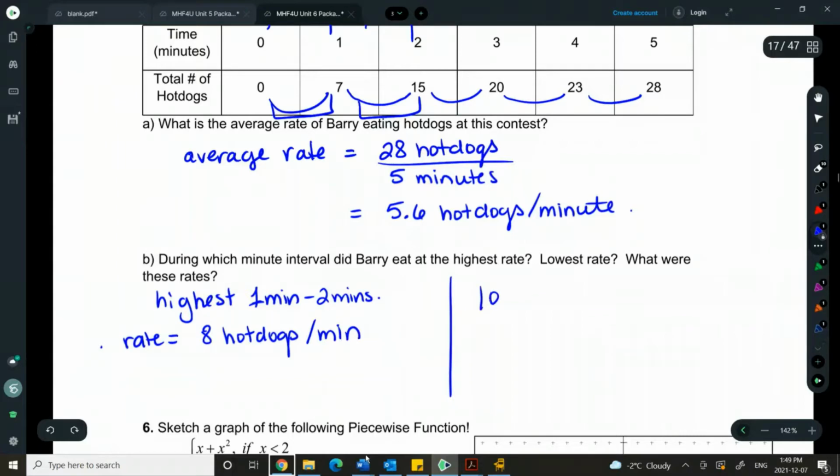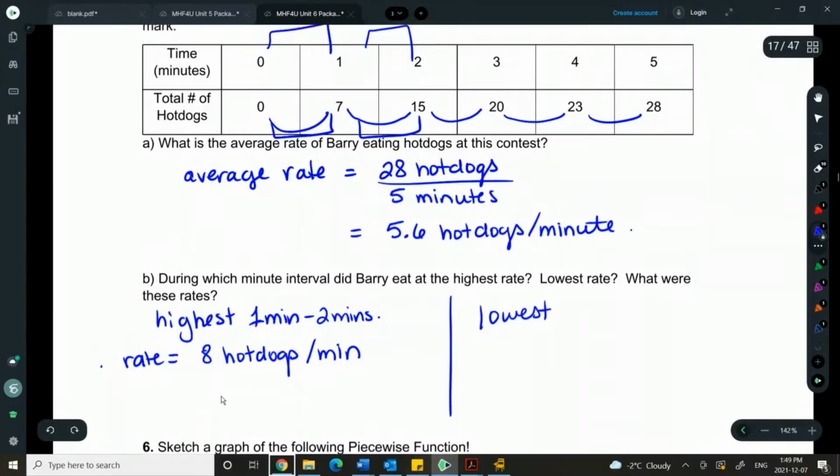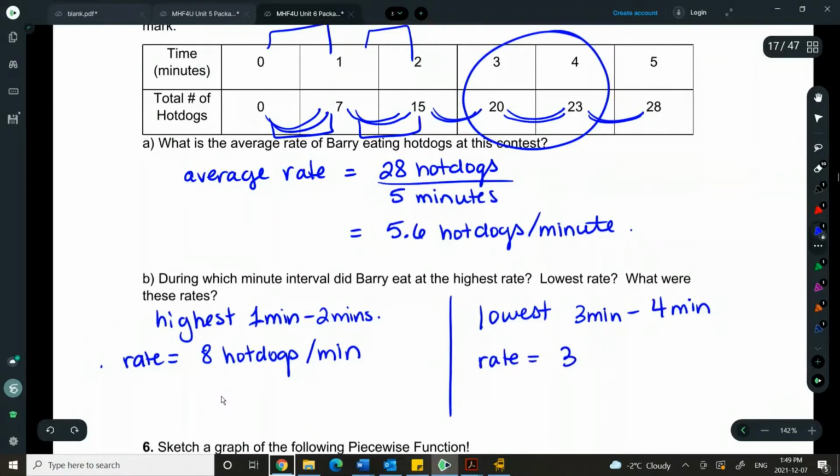And the lowest rate, so as we mentioned above, we had 7 hot dogs, 8 hot dogs, 5 hot dogs, and 3 hot dogs, and then 5. So here's our lowest interval right here. This happens from the 3-minute mark to the 4-minute mark, where he's only able to eat 3 hot dogs in that minute. So this would be the rate of 3 hot dogs per minute.